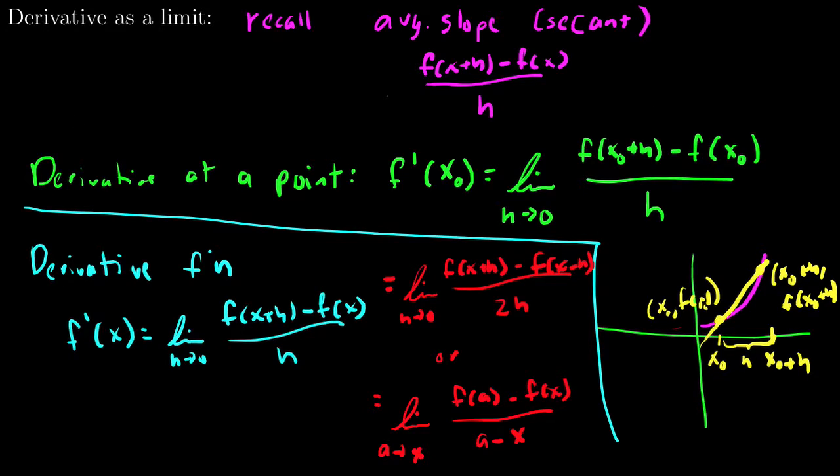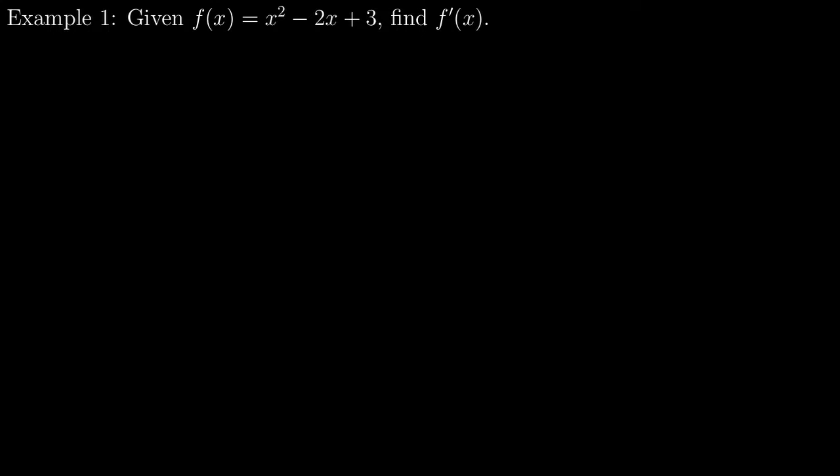So let's see a couple of examples. Our first example is this. I want to find f prime of x given this function. All I do is jump right in and say, okay, f prime of x will equal the limit as h approaches 0 of f of x plus h minus f of x all over h.